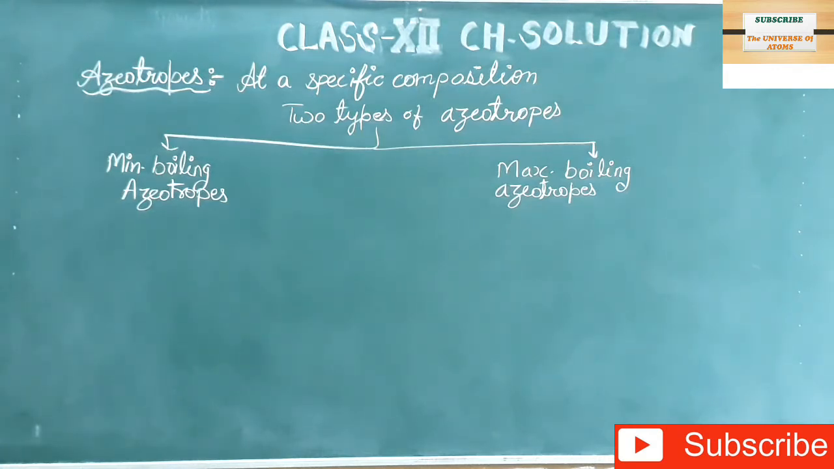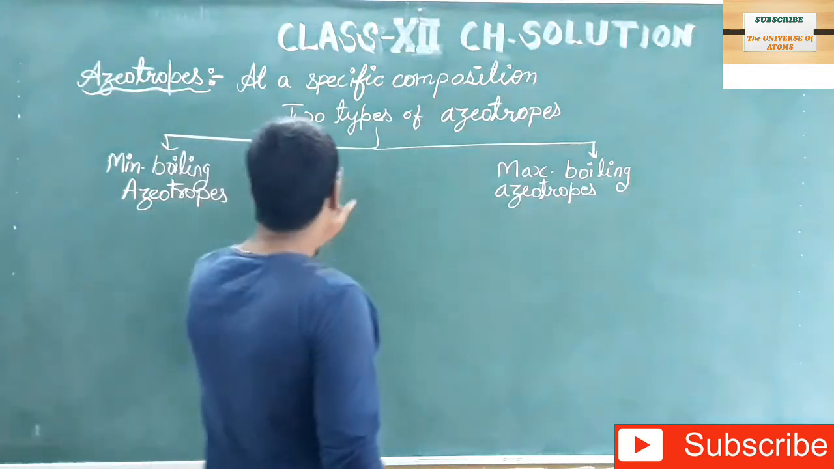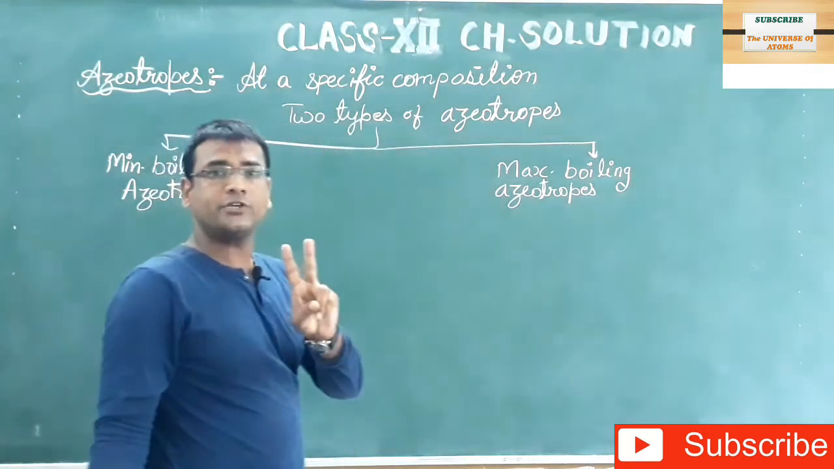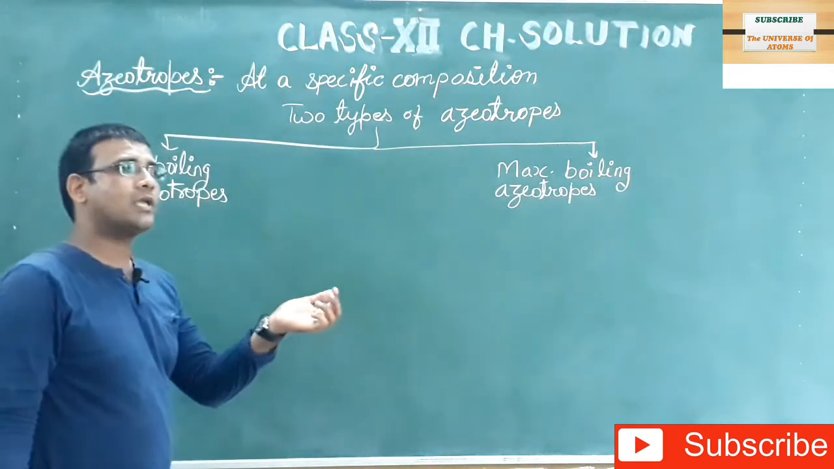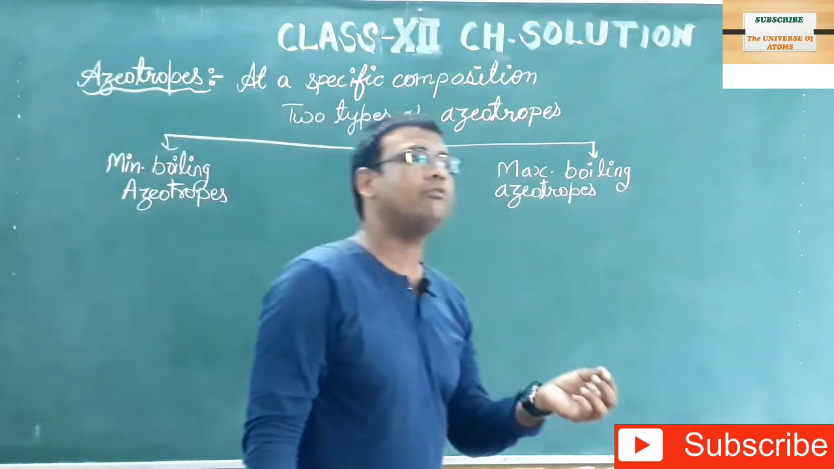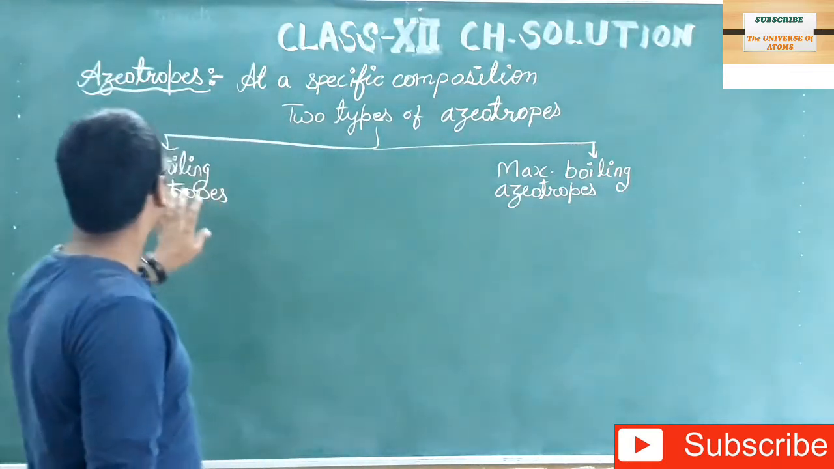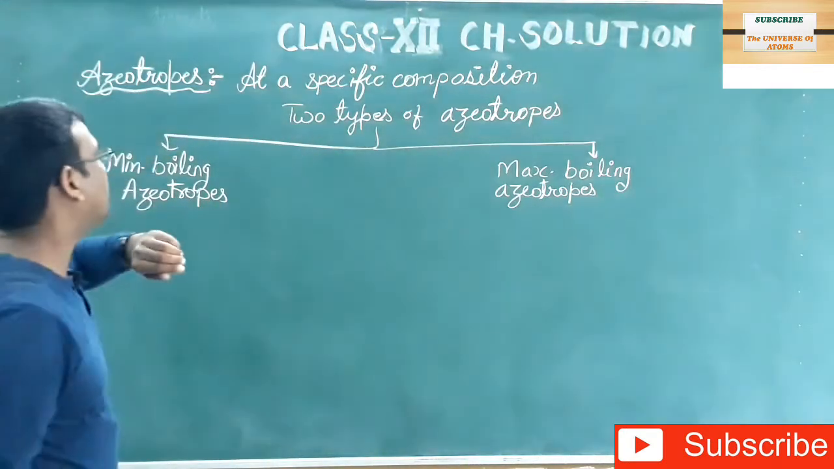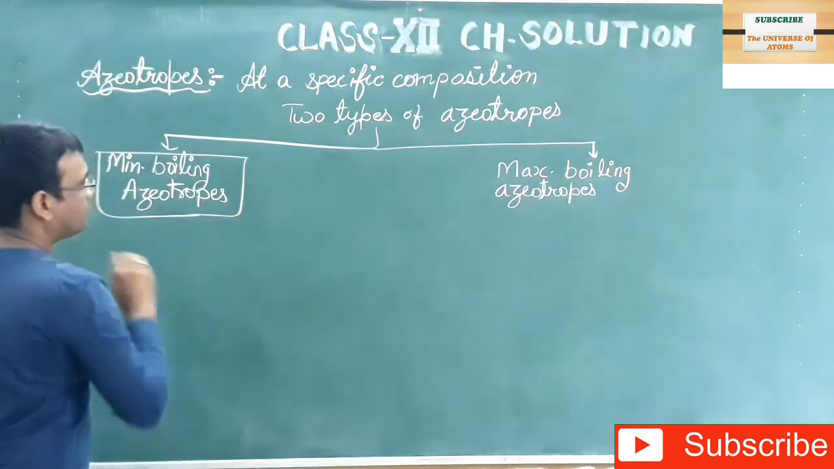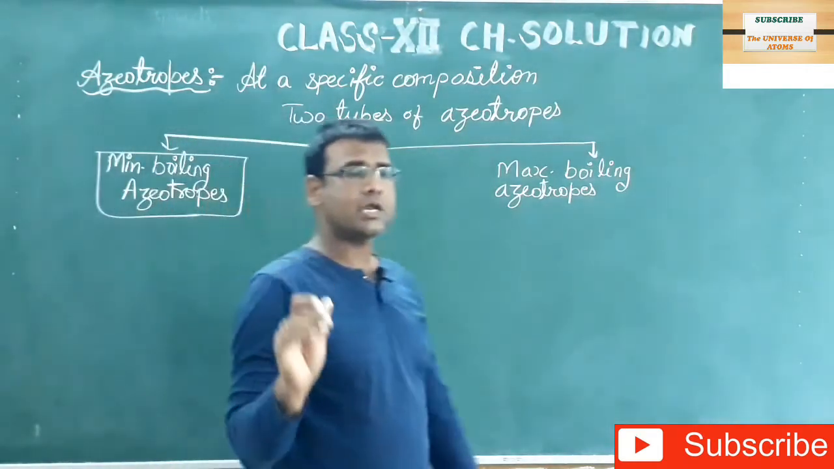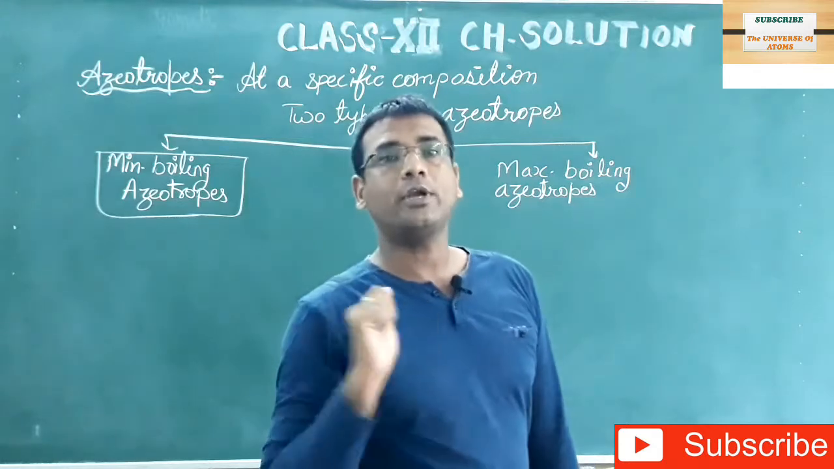Now, what is the meaning of minimum boiling azeotrope? Azeotrope means two components, two liquids, will be there, and if they are two separate liquids, then surely their boiling points will be different. But after formation of the azeotrope, they start boiling at a common temperature.